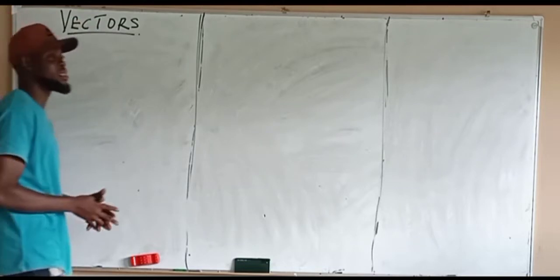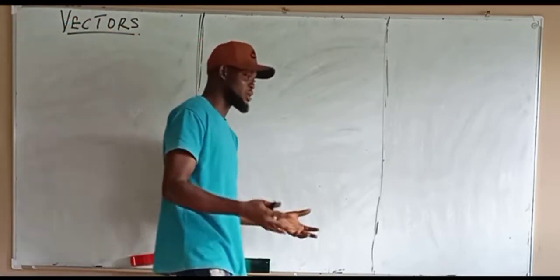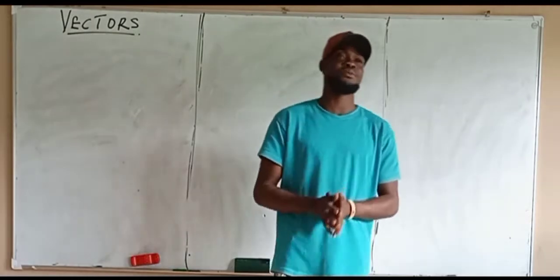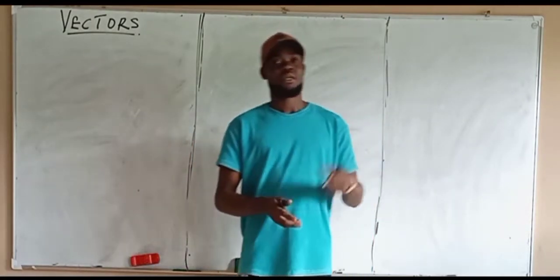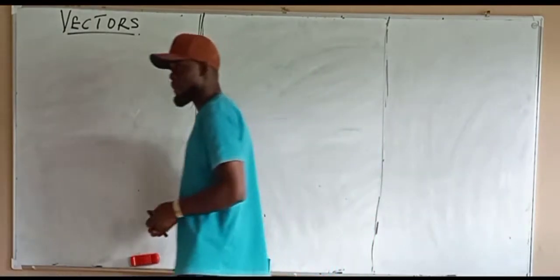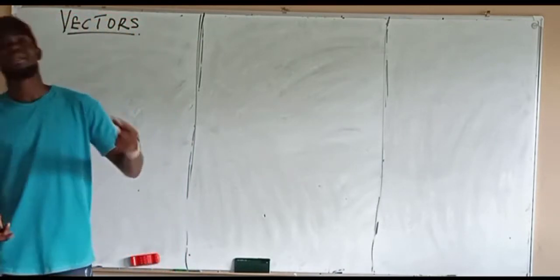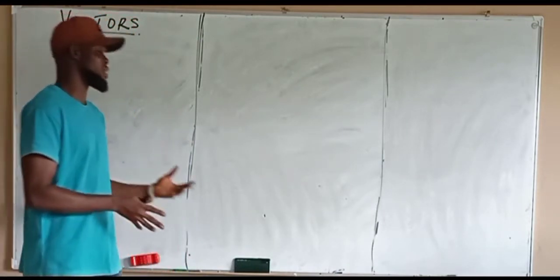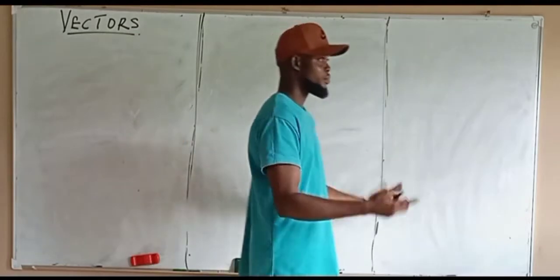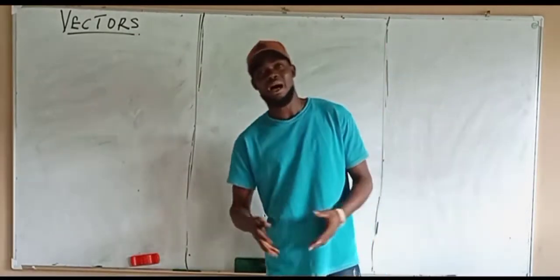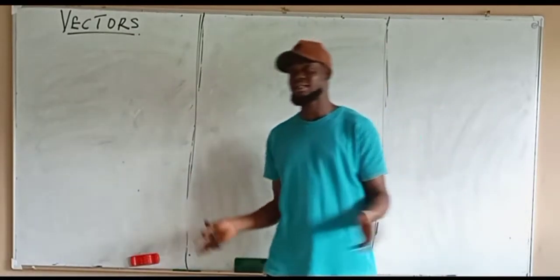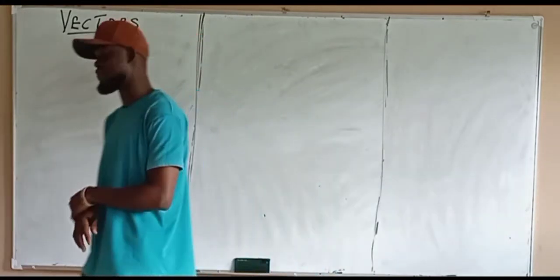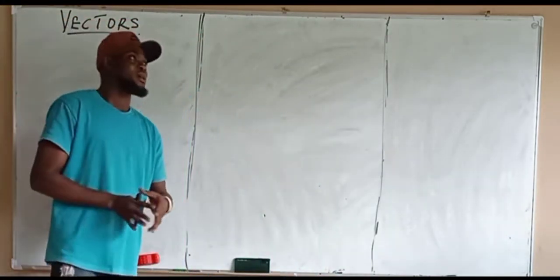While the scalar quantities are quantities that have just magnitude but no direction. A scalar quantity has magnitude but doesn't have direction. Examples can be mass, speed, distance, and so on. We have a lot of them.